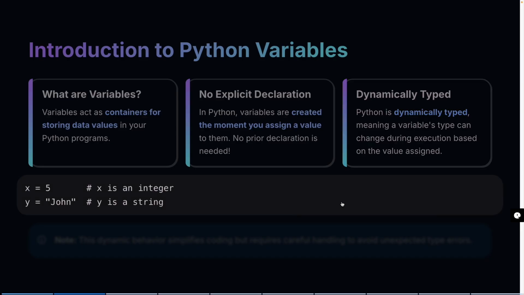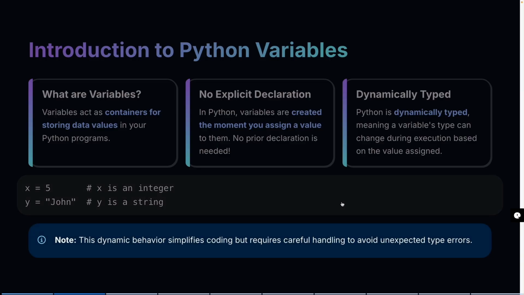Let's say x is equal to 5. So x is a variable, 5 is a value. So x is an integer value. y is equal to "John". So y is a variable, "John" is a string. One thing to note, this dynamic behavior simplifies coding but requires careful handling to avoid unexpected type errors.